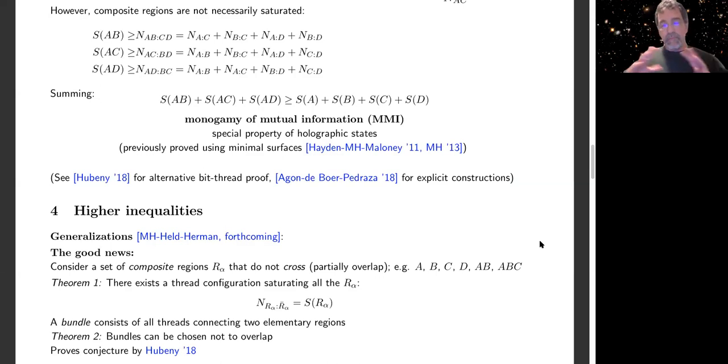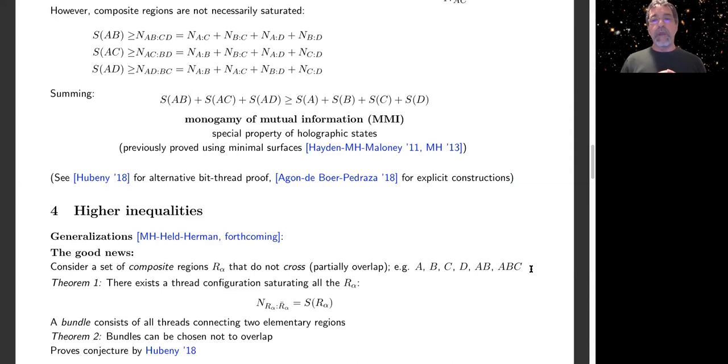If we start having more regions, then there's an important concept that comes into play, which is whether sets of regions partially overlap, and that's called crossing. So, for example, A, B, and BC partially overlap, so they cross, but these ones that I wrote here, some are nested inside others, some are disjoint from others, but they don't partially overlap. And that's a big difference in terms of the bit threads.